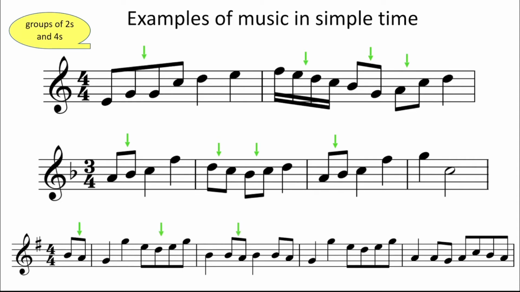This one, again looking at the green arrows, indicating the groupings of the notes. So the notes are grouping in 2s there, 4s here, and elsewhere. So grouping in 2s, grouping in 4s, music's in simple time.